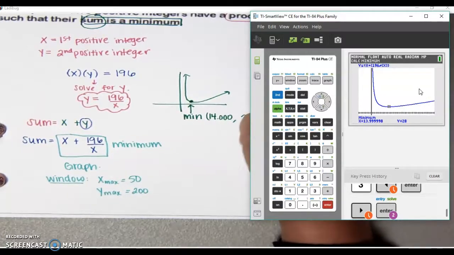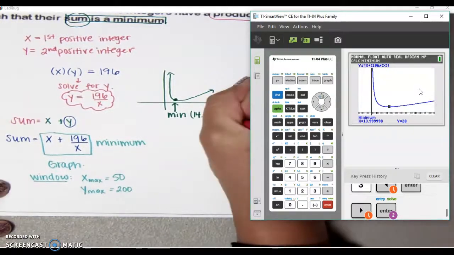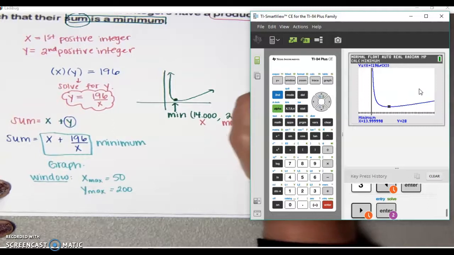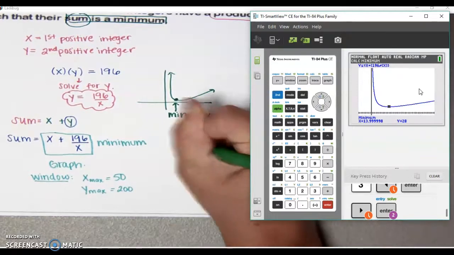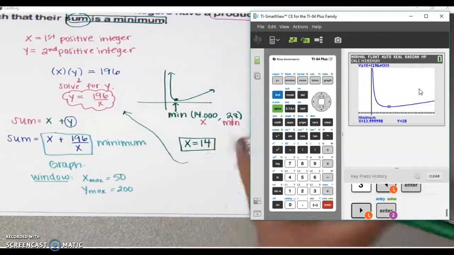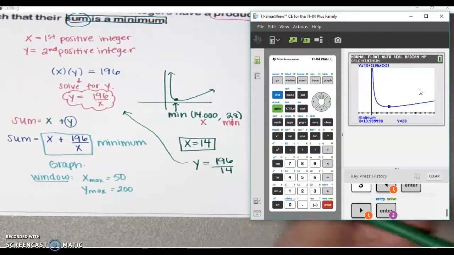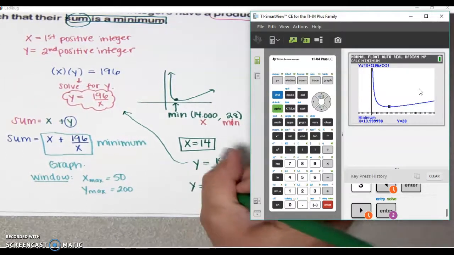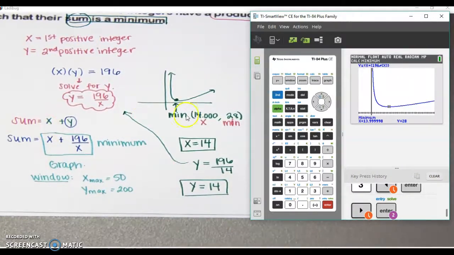And then 28. Okay, so remember what this stands for. This first value is your x value, the 28 is your min here, not your max. So we want to find the integers, so it asks us to find x and y. Well, now we know x is 14. To get your y, you have this equation that we made. So y was 196 divided by 14, which is actually 14.